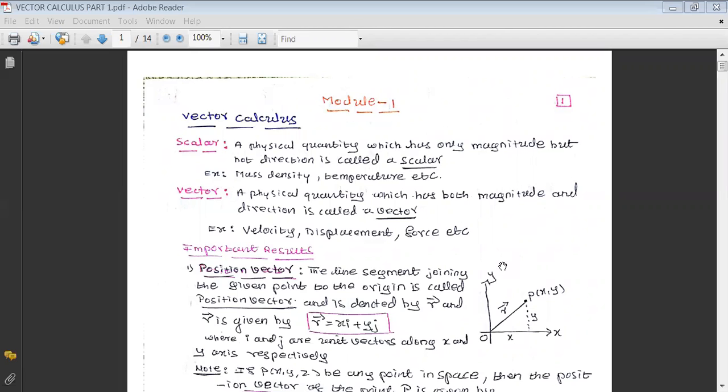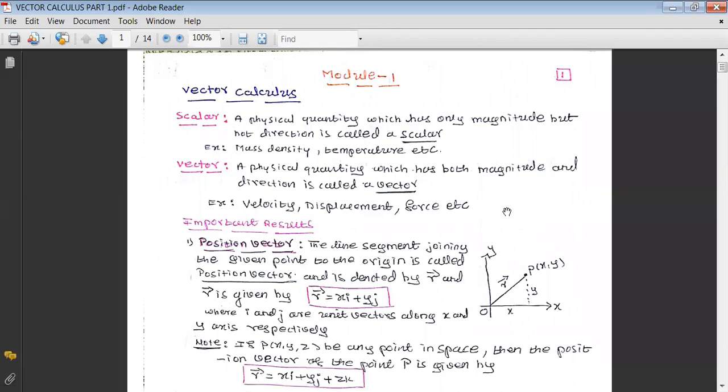In order to discuss the content of this particular module, first of all let us recall some of the things you have learnt at the 10 plus 2 level in vector algebra. Okay, let us start with the basic concepts.